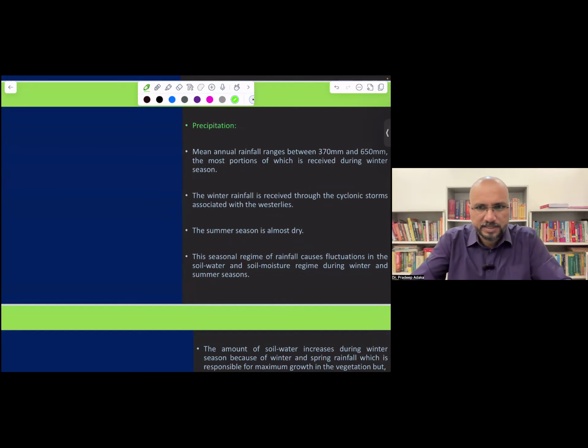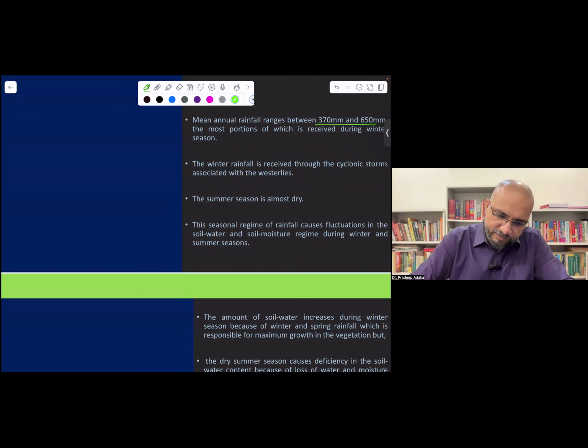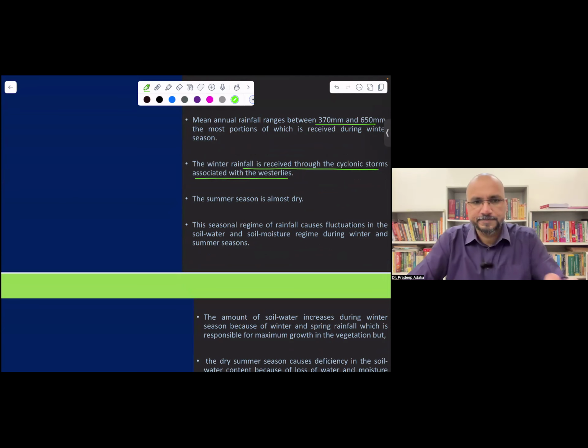I'm going through it very quickly because there is not much to explain. Coming to the plant and animal adaptations, we'll go slow there. Precipitation, temperature, we'll go through quickly. You can just read it, right? Mean annual rainfall is between 37 centimeters to 65 centimeters, mostly received in the winter months. Winter rainfall is received through cyclonic storms associated with westerlies.